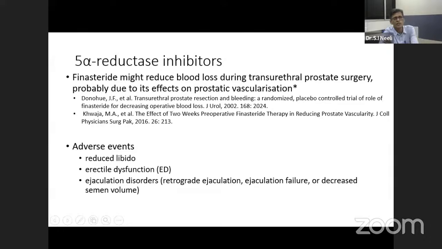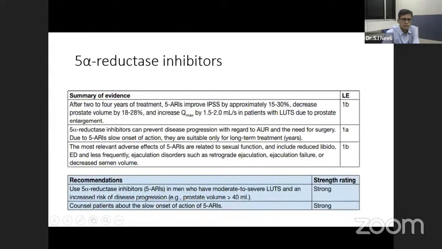In addition, it has been noted that 5-alpha reductase inhibitors, basically finasteride, can reduce the blood loss during TURP when taken for at least 2 weeks prior to the procedure. The adverse effects of 5-alpha reductase inhibitors include reduced libido, erectile dysfunction, and ejaculatory disorders. So there is a strong recommendation to use 5-alpha reductase inhibitors in patients who have moderate to severe symptoms and who have a prostate volume of more than 40 mL. The effect is more seen in larger prostates compared to smaller prostates.